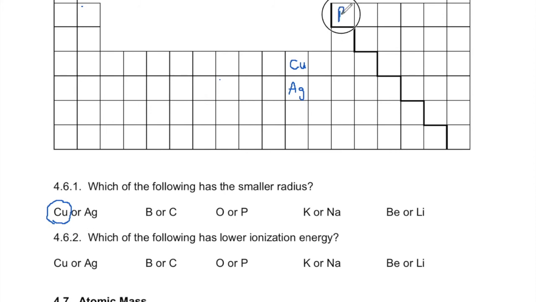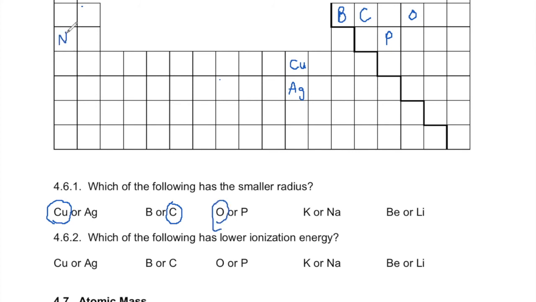Then we have boron and carbon. Remember, going left to right across the periodic table, you get smaller. The protons are squeezing on that shell, so carbon is smaller than boron. Oxygen and phosphorus are located diagonally from each other, but oxygen should be smaller because it's higher, and it's also smaller because going to the left is smaller. Sulfur would be smaller than phosphorus, and oxygen would be smaller still than sulfur. So for sure, oxygen is smaller than phosphorus.